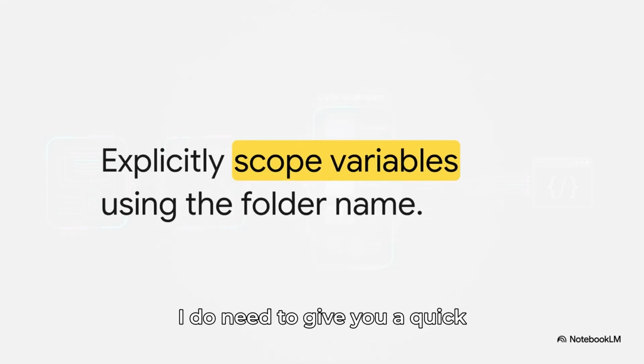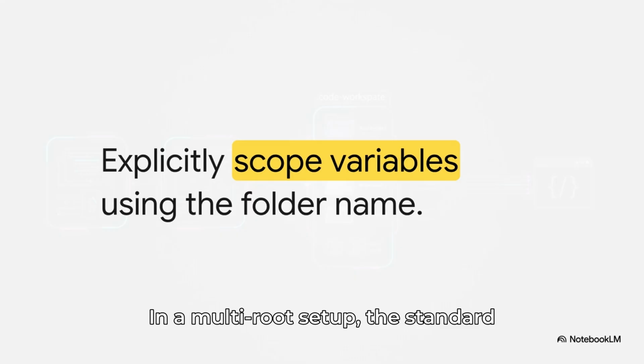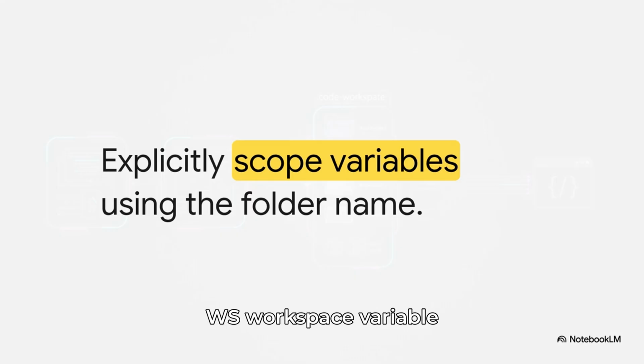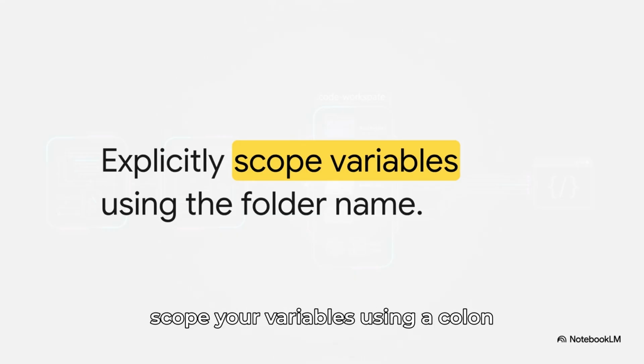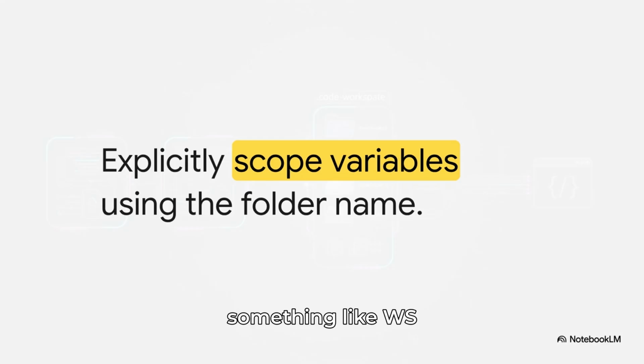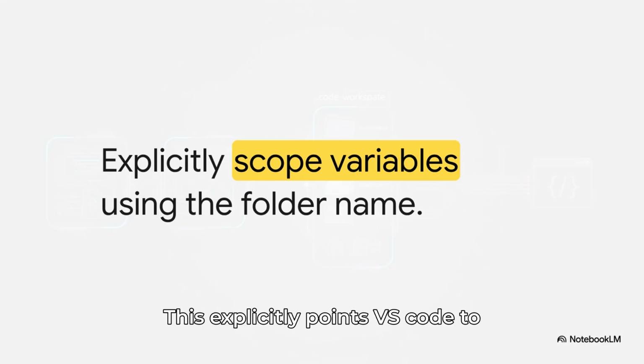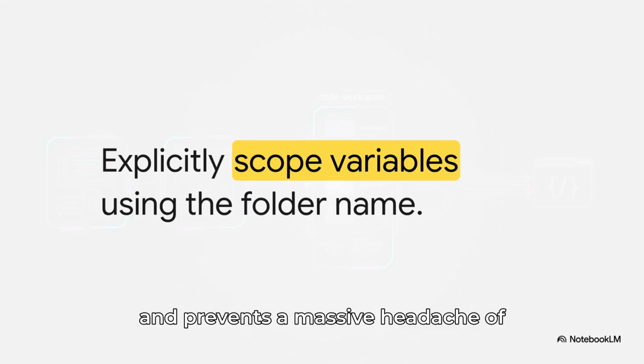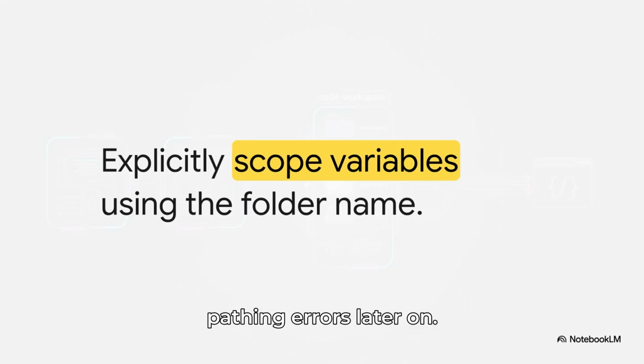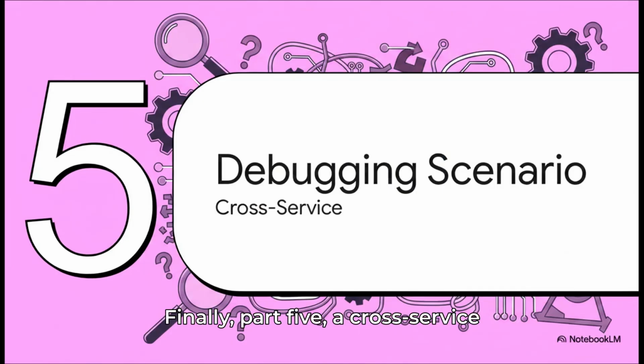I do need to give you a quick warning here, though. In a multi-root setup, the standard ${workspaceFolder} variable becomes highly ambiguous, simply because, well, you have multiple roots. So the explicit trick here is to scope your variables using a colon and the folder name, something like ${workspaceFolder:API-service}. This explicitly points VS Code to the exact right directory and prevents a massive headache of pathing errors later on.